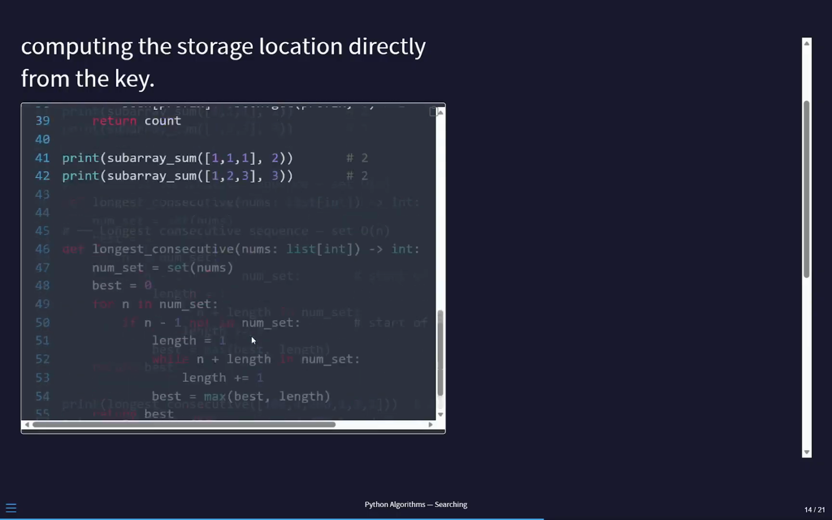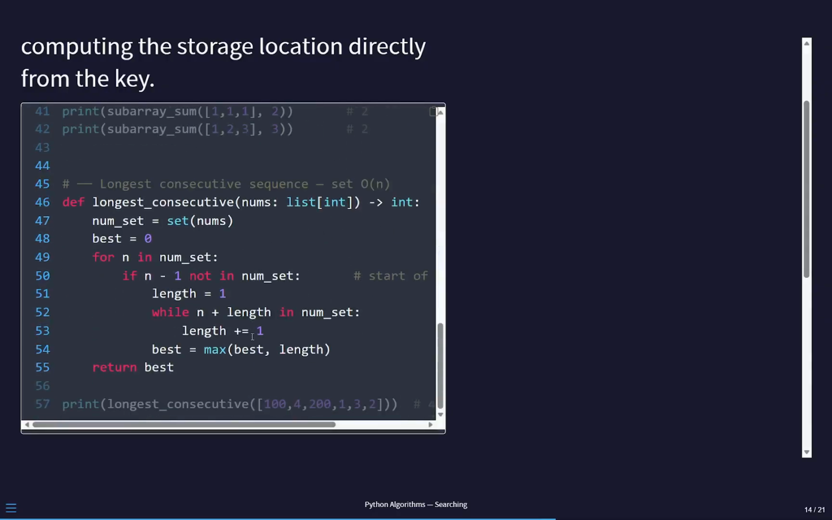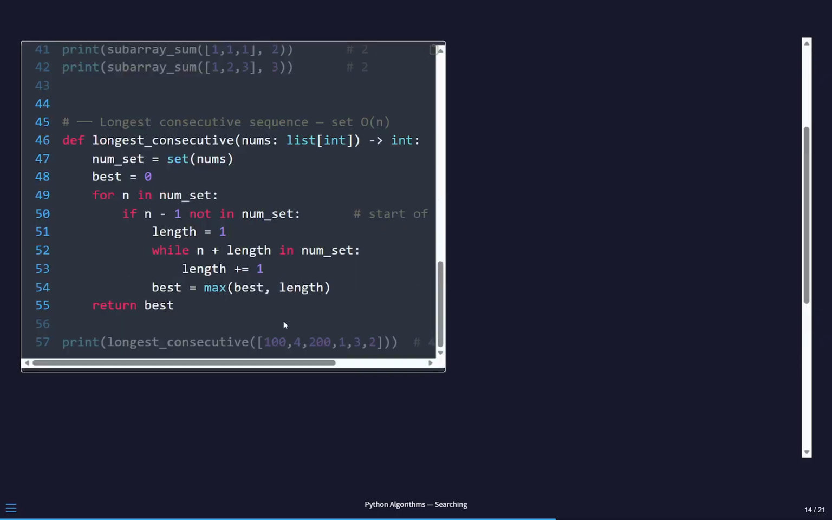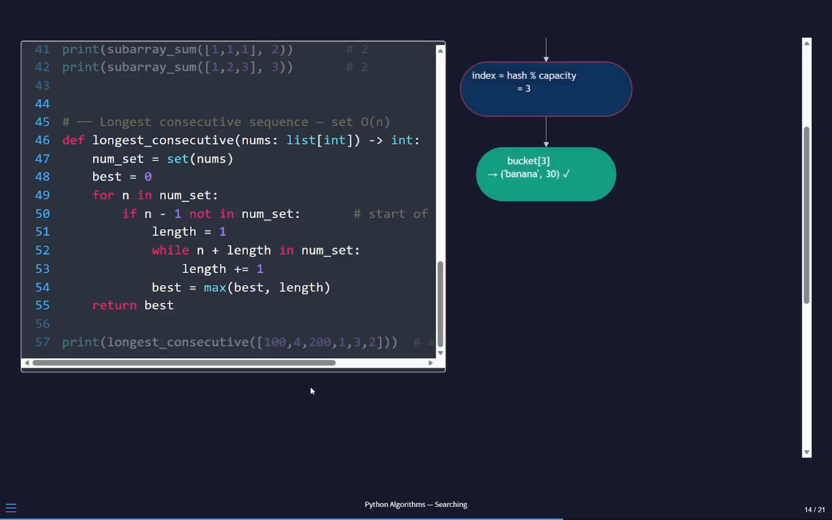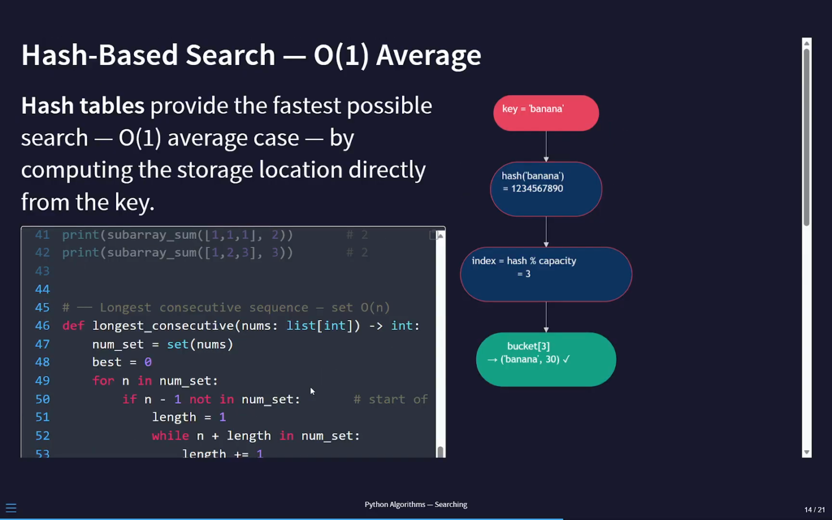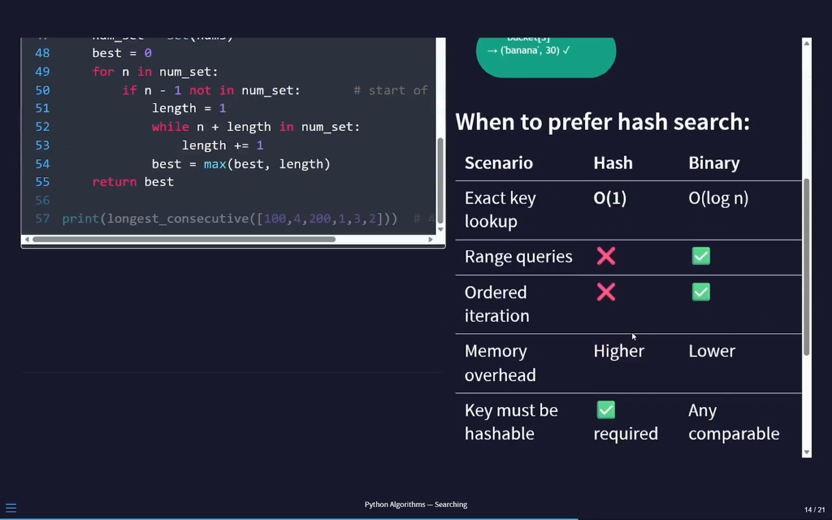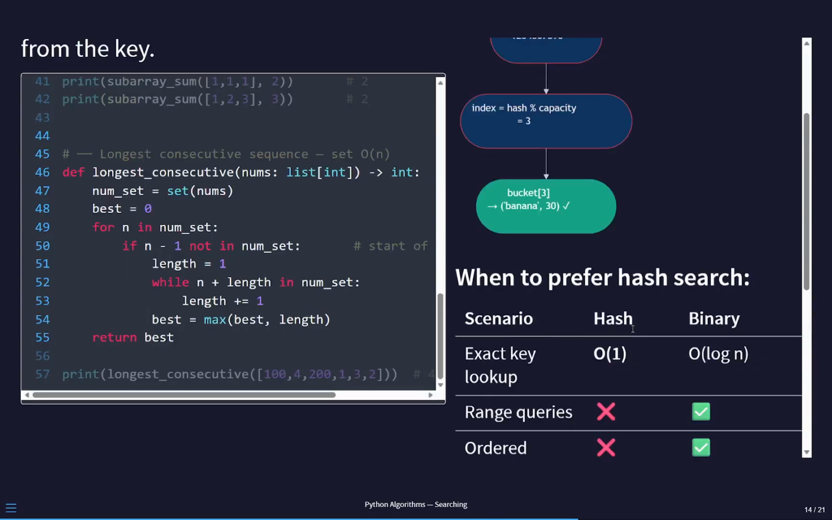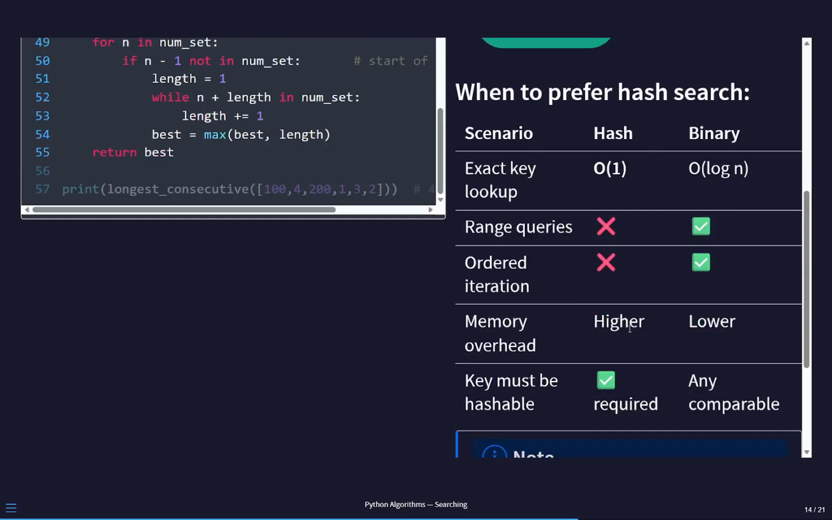Longest consecutive sequence converts the array to a set, then for each number that is the start of a sequence, no n minus 1 in the set, walks forward counting the consecutive run. O(n) overall, despite the nested while loop, because each element is visited at most twice. Click. The comparison table. Hash is O(1) for exact lookup but can't do range queries or ordered iteration. Binary search maintains order and supports range queries, but is O(log n). Choose based on what your problem needs beyond membership.